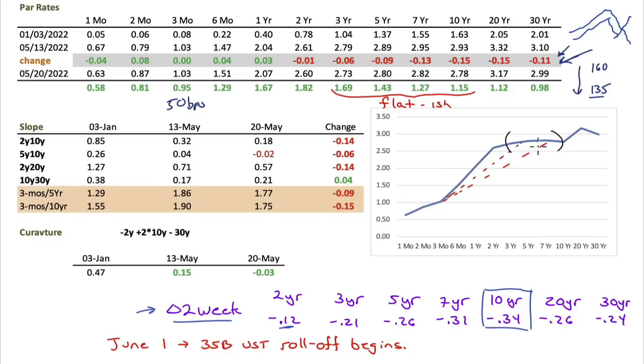Our yield curve in between here, I call it flat-ish. If you look at yields from the 3-year out to the 10-year, 273, 280, 282, 278, it's kind of flat-ish. And for 2 weeks in a row, the curve has flattened out. The 2s to 10s are now at 18. They went from 40 down to 18, so you have a drop of 22 basis points over a 2-week period on the 2 to 10 year.